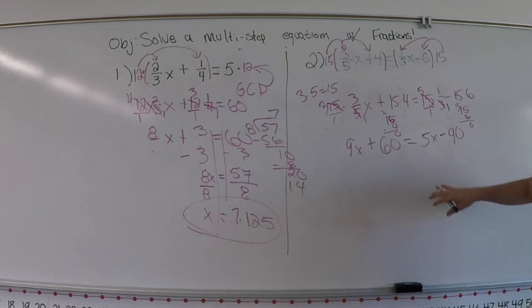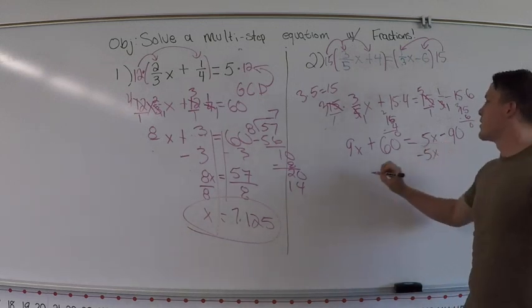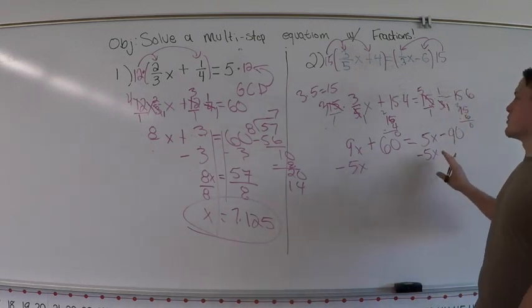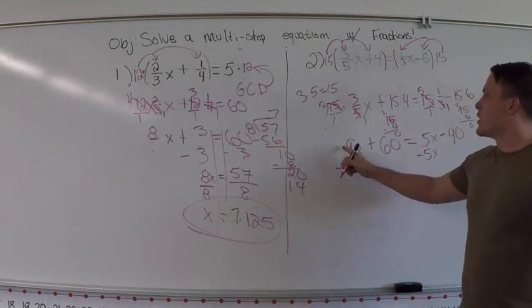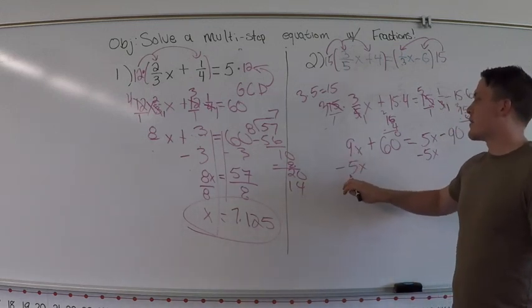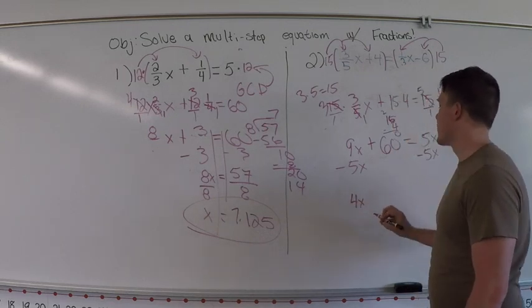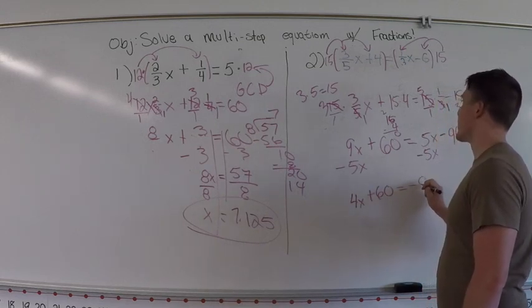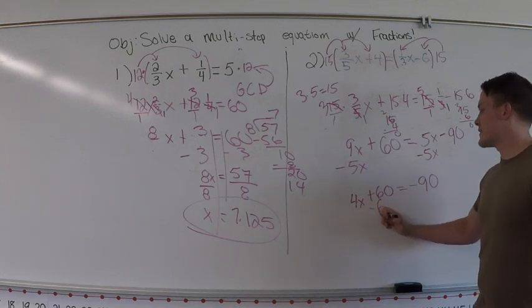Now I just want to bring everything to one side, so minus 5x on both sides. I like to not deal with negative numbers, so I'm going to make sure that wherever my x goes, it's going to be a positive x. So we know 9x minus 5x is 4x plus 60 equals negative 90. Now I just do minus 60 on both sides.